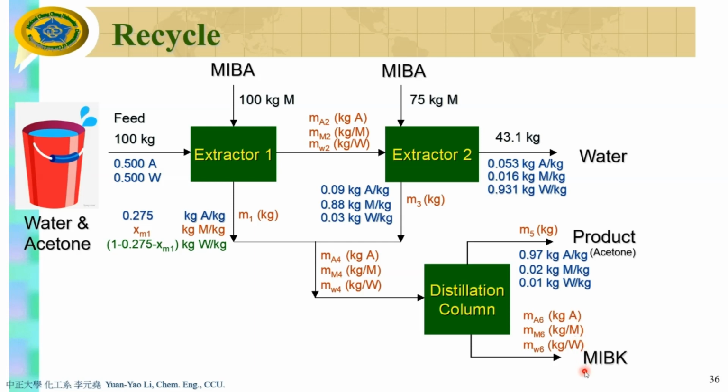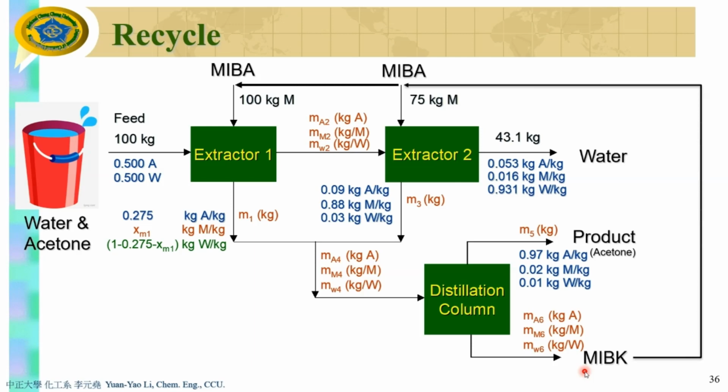And then how about MIBK? MIBK can be used again in this process, right? That's better. You might say, "Oh, Professor, wrong. I want 100% purity of MIBK going into extractor 1 and extractor 2." Is this necessary? No, it is not. Why? Because you don't need very high purity of MIBK to do the extraction. So you are allowed to have a very small amount of water and acetone going into this extractor through this stream. So this is the meaning of the recycle.